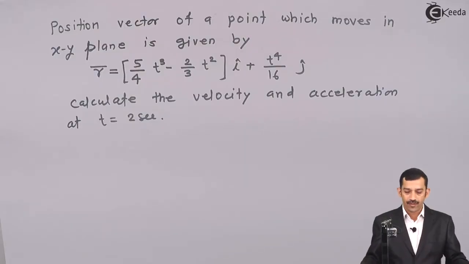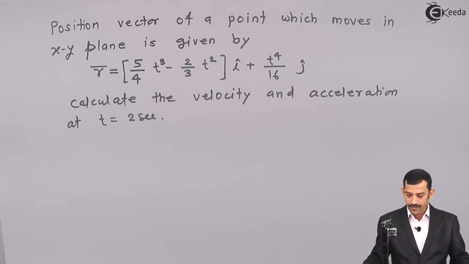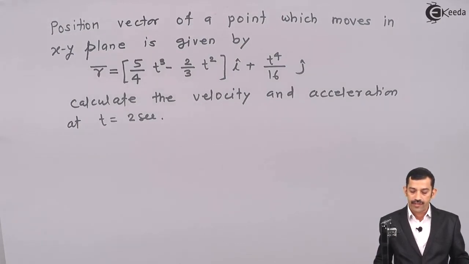Hi friends, we'll solve a problem on curvilinear motion. Just see what is given in the problem. The position vector of a point which moves in the xy plane is given by r bar equal to 5 by 4 t cube minus 2 by 3 t square i plus t raised to 4 by 16 j. Calculate the velocity and acceleration at t equal to 2 seconds.